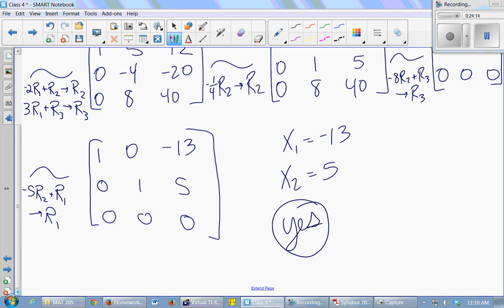Sometimes there are infinitely many solutions. Sometimes there's more than one x1 and x2 that can make the linear combination. The only time you would say no is if this bottom row tells you that the system's inconsistent, right? If you get like 0 equals 7, something like that.